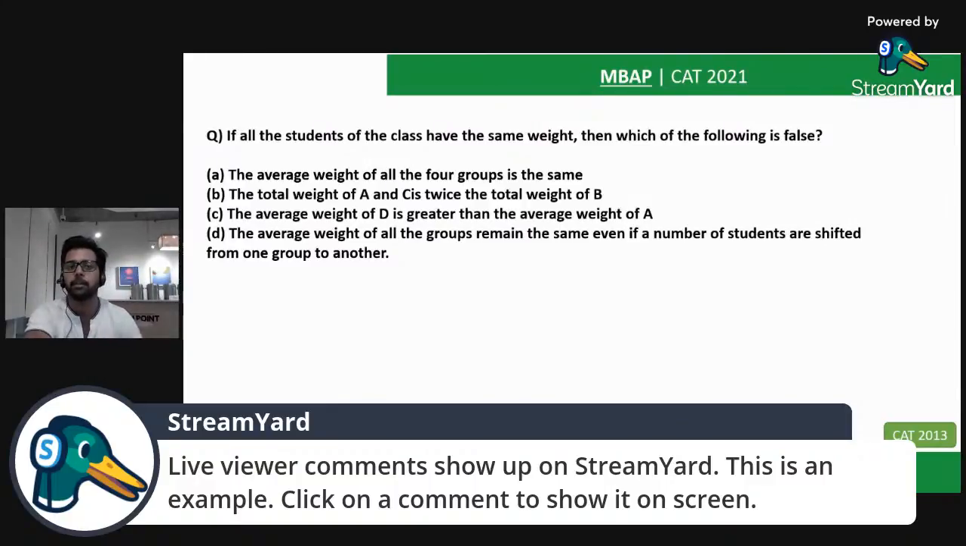Option C: the average weight of D is going to be greater than that of A. Take a pause. The average weight of D is going to be more than the average weight of A. How can that be possible? They are saying the weight of every person is the same. If the weight of every person is the same, the average weight of all the groups will also be the same. Hence for this question, you will mark option C as the wrong answer, because the question deals with which of the following is false.